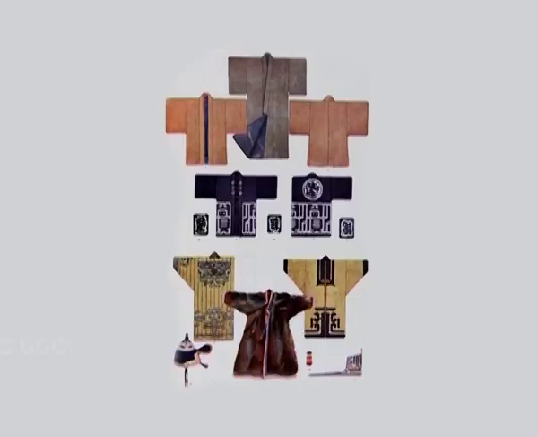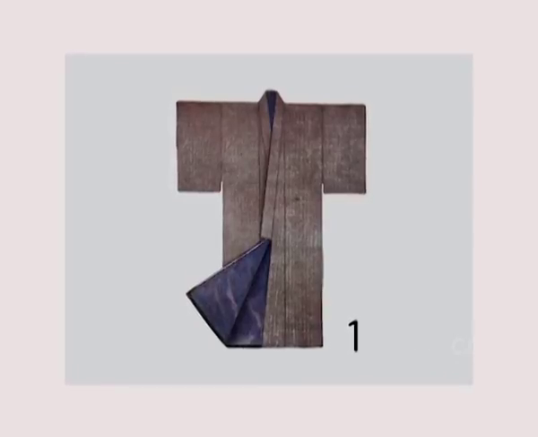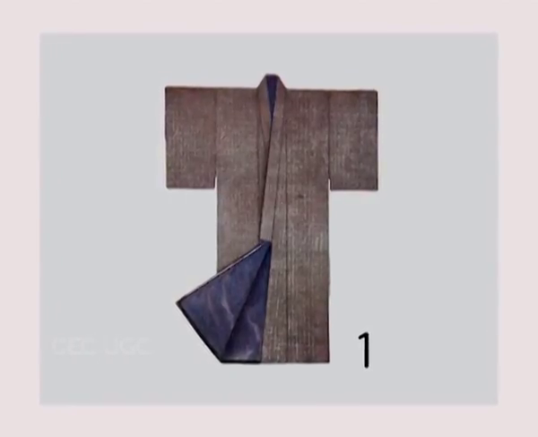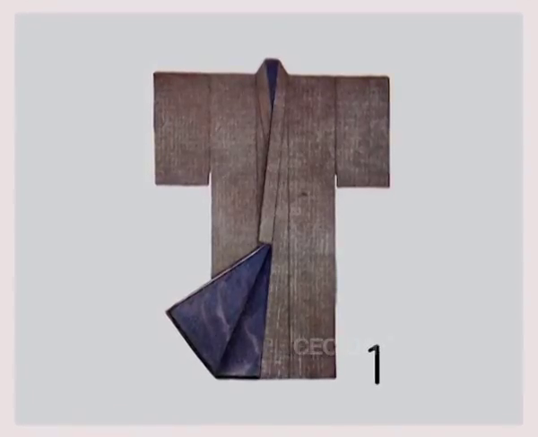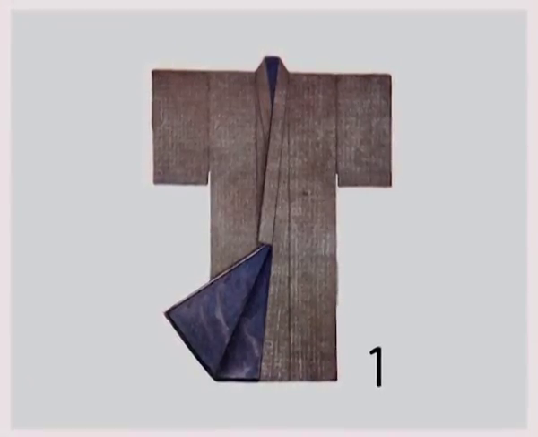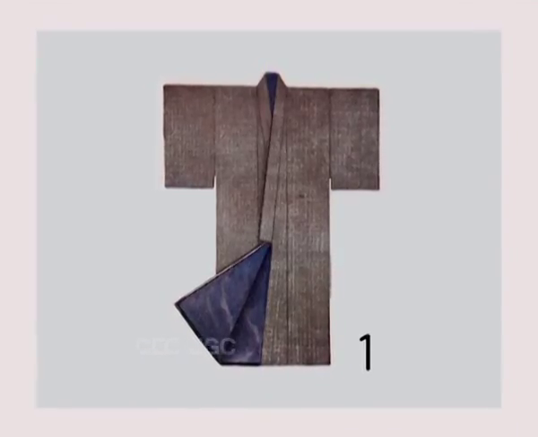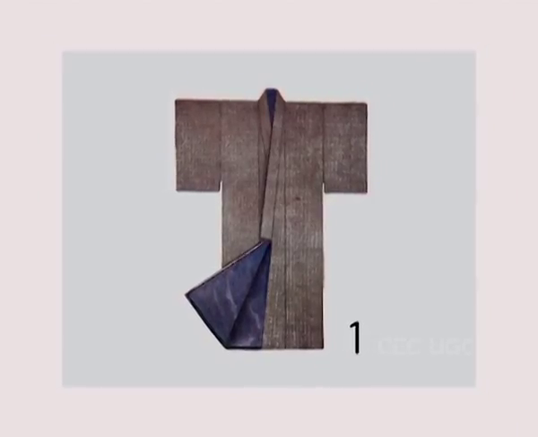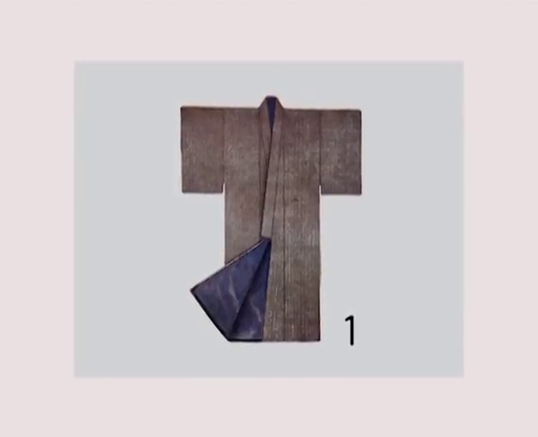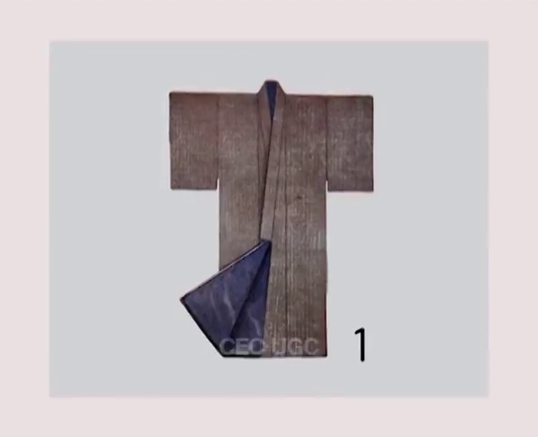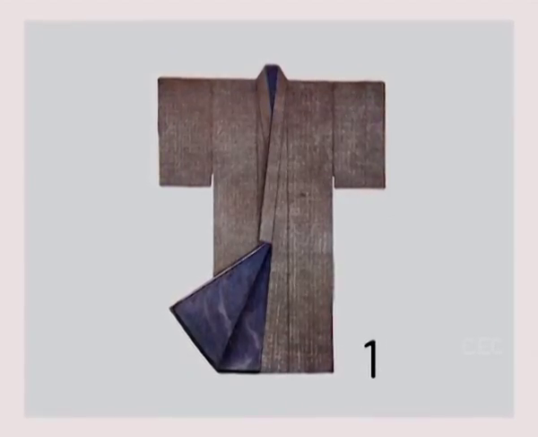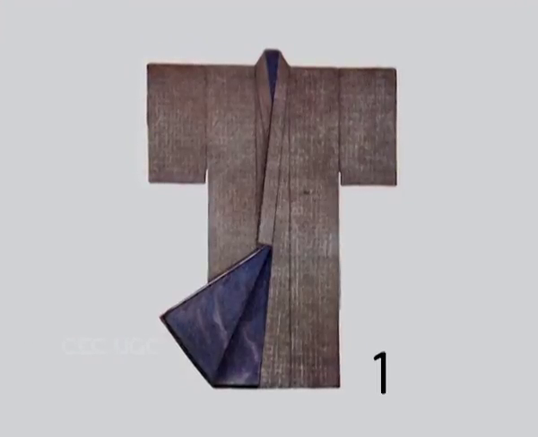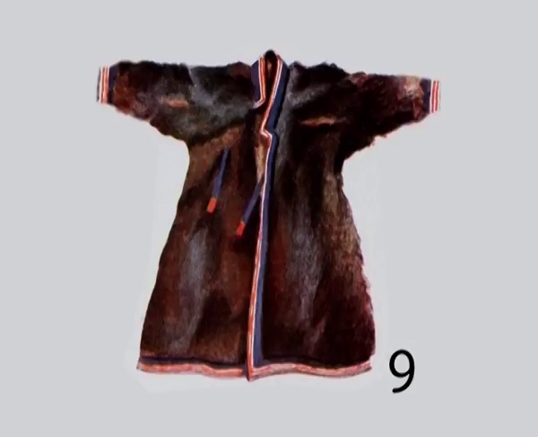Now, this is a picture of Japanese costumes. Number one, the kimono, famous Japanese garment with sleeves set at right angle and which serve as pockets also. The cut of the women's kimono is identical, but for the slightly longer sleeves and more pleasing pattern. The kimono is worn with a belt. Number 9, fur coat made of bear skin.